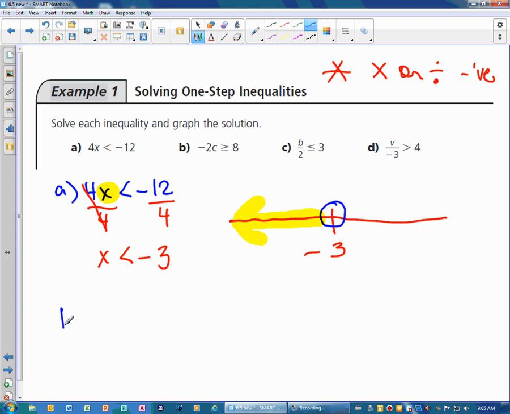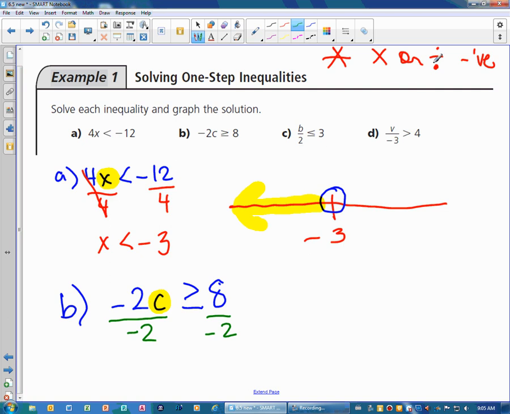All right, B is negative 2c greater than or equal to 8. Got to get our variable by itself. How do you get the variable by itself? Do the opposite of what's being done to it. It's being multiplied by negative 2, so divide by negative 2. Hopefully you're thinking, wait a second, I'm dividing by a negative value. As soon as I divide or multiply by a negative, I have to switch the direction of my sign in order for it to be true. So those cancel, leaving c. 8 divided by negative 2 is negative 4. So my answer is c is less than or equal to negative 4.